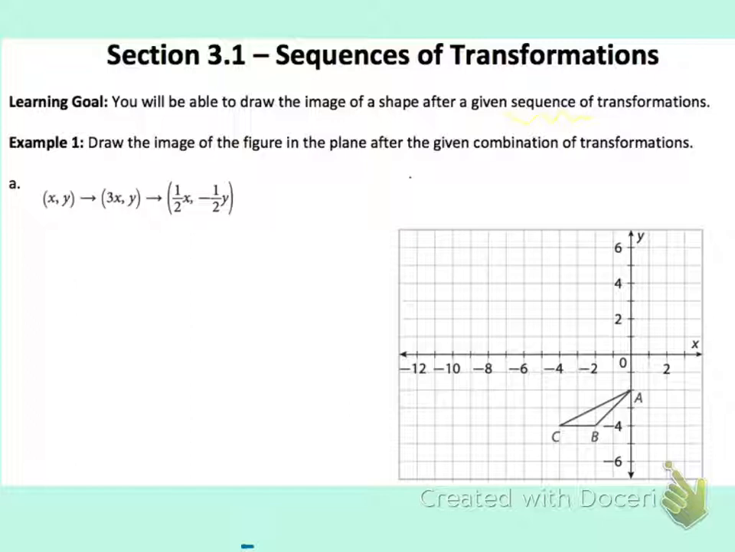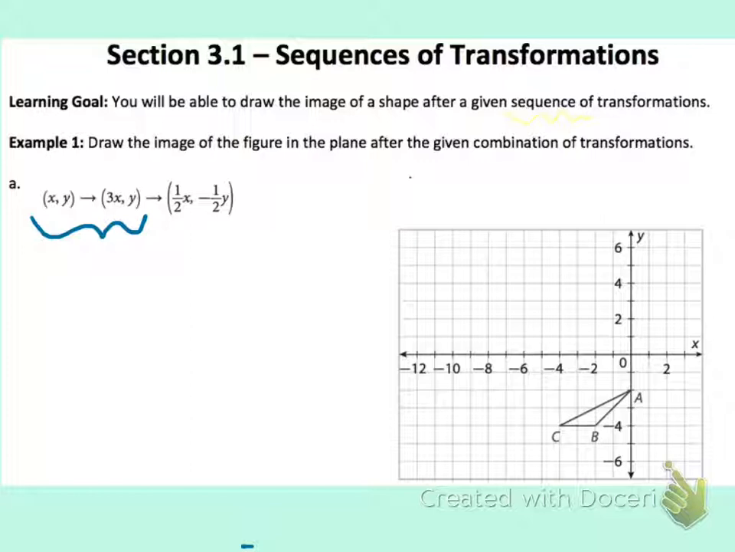In example 1, we're going to look at one such sequence of transformations. It asks us to draw the image of the figure in the plane after the given combination of transformations. So let's first take a look at the original figure and the first transformation that we're asked to do. Notice they ask you to take the points on the figure in x, y form and change them so that they're 3x, y. So in other words, they want us to triple the x coordinates of this figure.